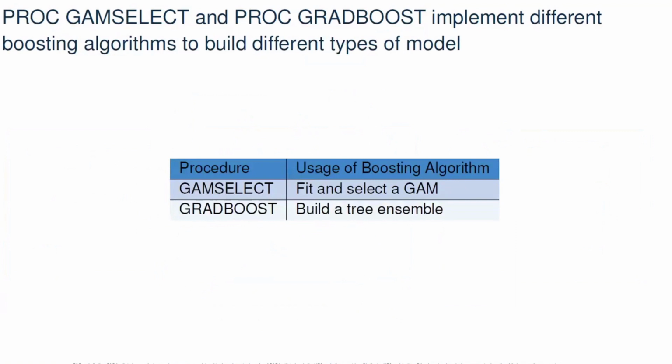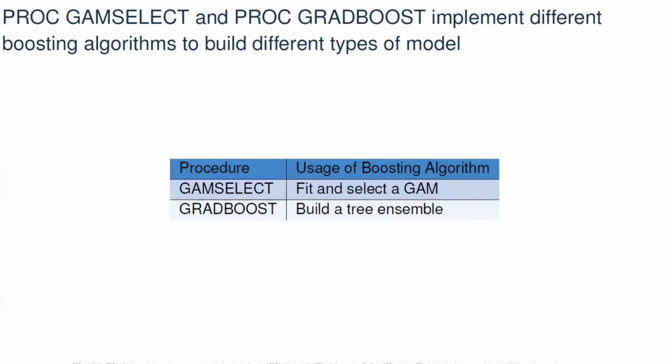Now, because most people, when they think of boosting, probably think of the type of boosting algorithm as implemented by the GRADBOOST procedure in SAS Visual Data Mining and Machine Learning, I want to quickly comment on how the GRADBOOST and GAMSELECT procedures compare in terms of their usage of boosting algorithms. And ultimately, this comparison is pretty straightforward. PROC GAMSELECT implements a component-wise boosting algorithm to build a generalized additive model. Because the parameter estimates for each of the components of that model are additive across the different boosting iterations, you end up with one generalized additive model at the end.